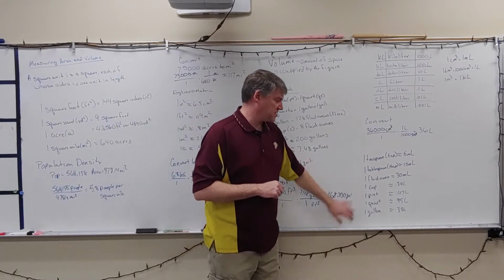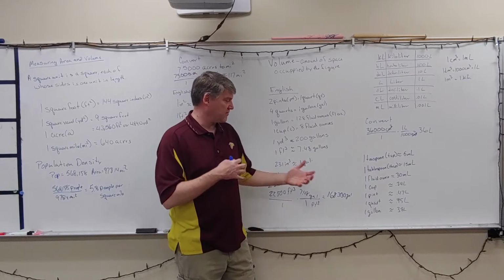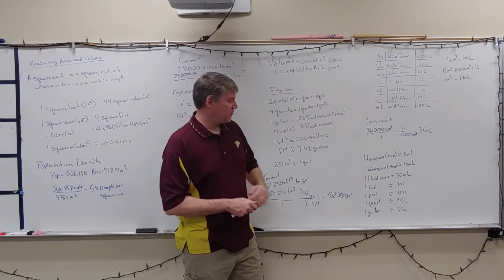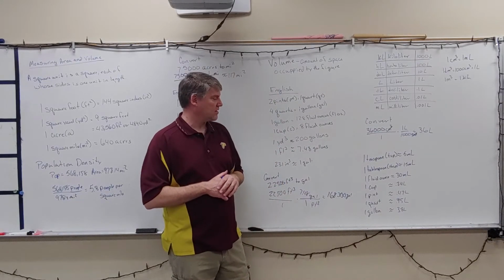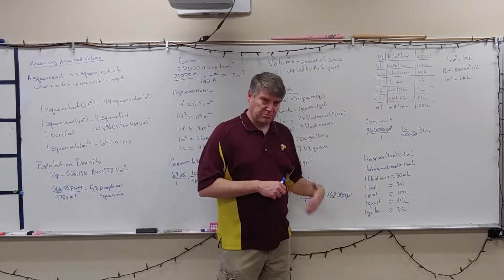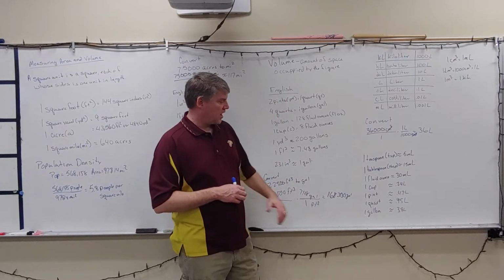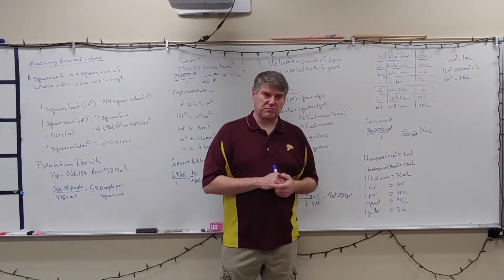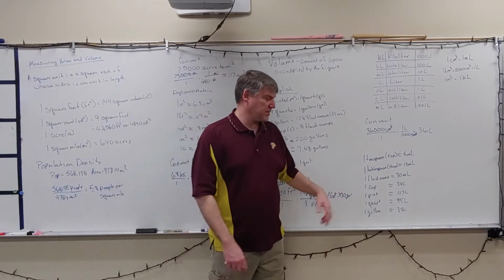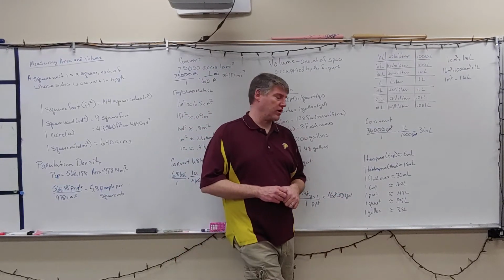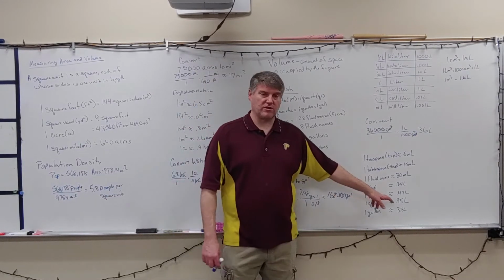So these are just some of our conversions if we're looking at converting from English to the metric. 1 teaspoon is approximately equal to 5 milliliters. 1 tablespoon is approximately equal to 15 milliliters. 1 fluid ounce is approximately equal to 30 milliliters. 1 cup is approximately equal to 0.24 liters. 1 pint is approximately equal to 0.47 liters.